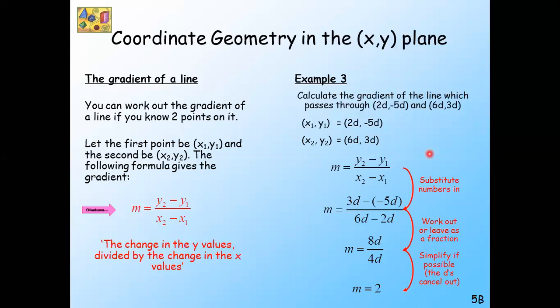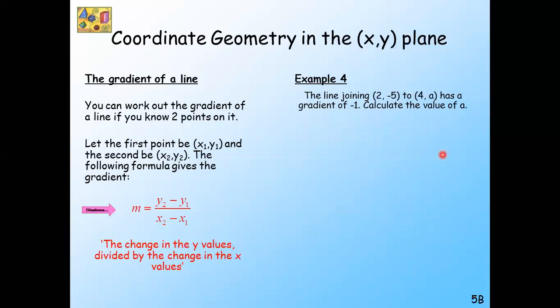Now, lastly, we're going to have this one that's slightly different. It says the line joining 2, minus 5 to 4, a has a gradient of minus 1. Calculate the value of a. The difference between this and the other ones we have solved earlier is that we are given the gradient here, and we are given 2 points through which the line passes. The straight line in this question passes through 2, minus 5 and 4, a.